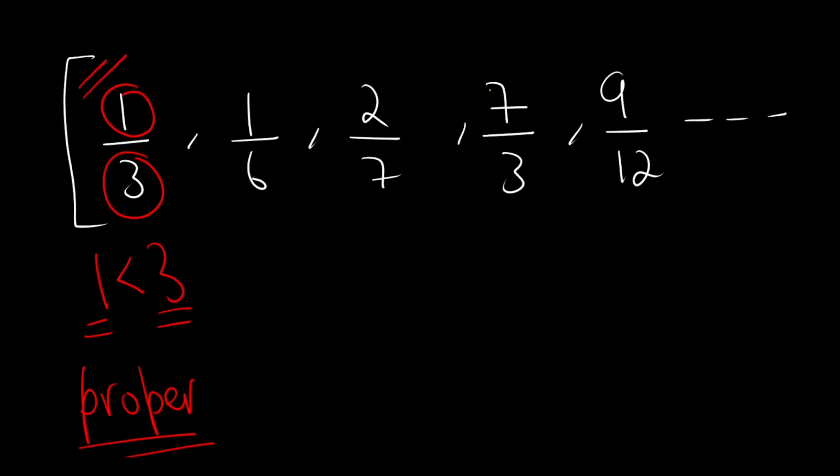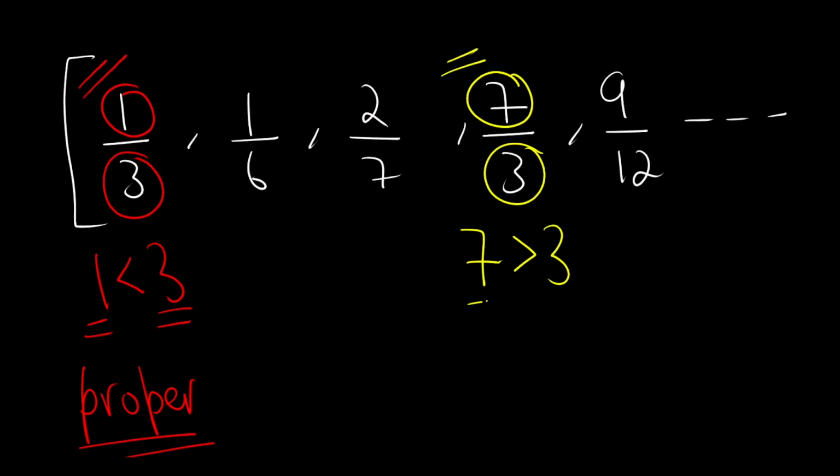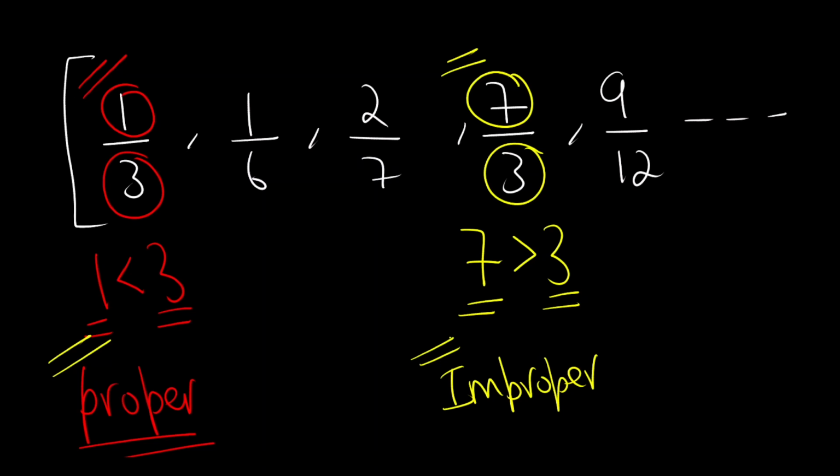On the other hand, if you take a look at the fraction 7 upon 3, the numerator 7 is greater than the denominator 3. Fractions in which the numerator is greater than the denominator are called improper fractions. Keep these two terms in mind and try to remember them. So today we learnt about what fractions are, the components of a fraction, and 2 different types of fractions.